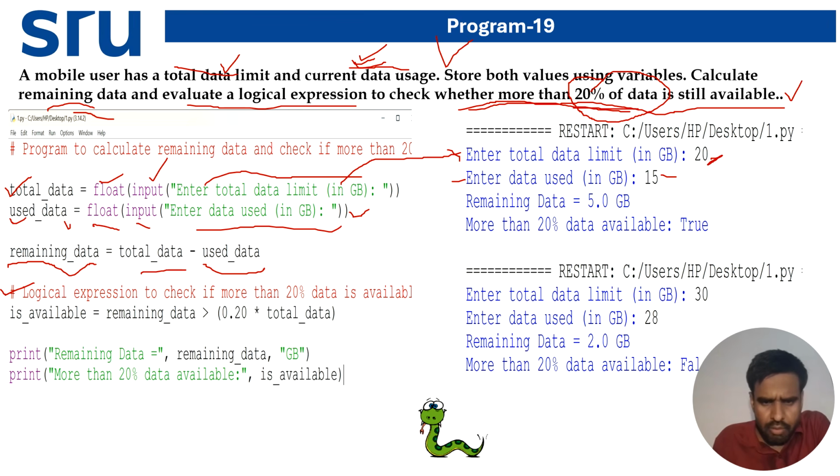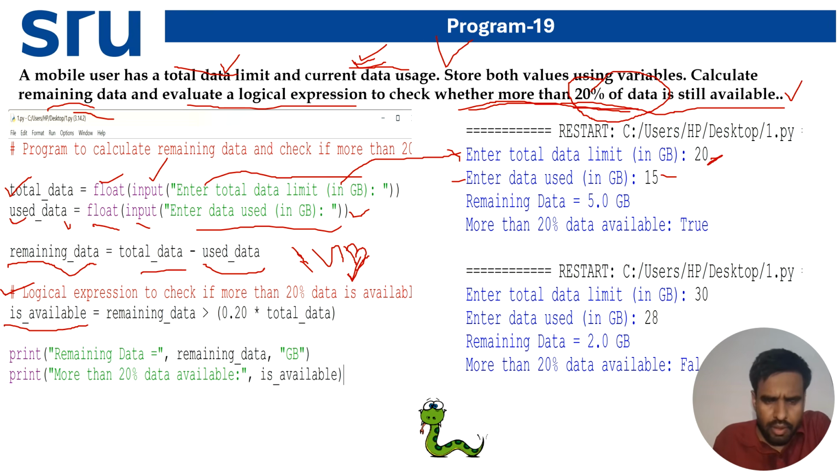Now I am going to give the logical expression to check whether more than 20% data is available or not. So how can you check? You take another variable, is_available, equal to the condition on remaining data. For example, I have 1 GB left: the 2 GB limit is there, I used 1 GB, now left is 1 GB.